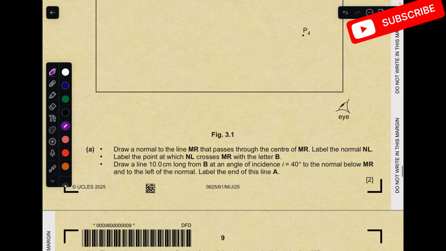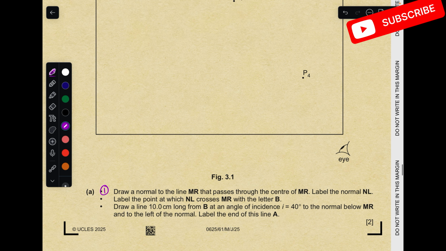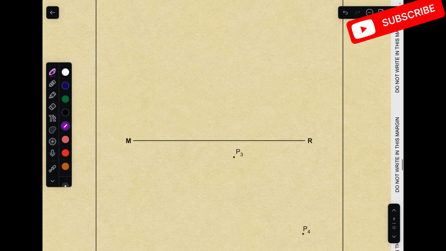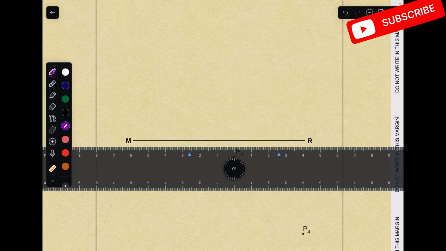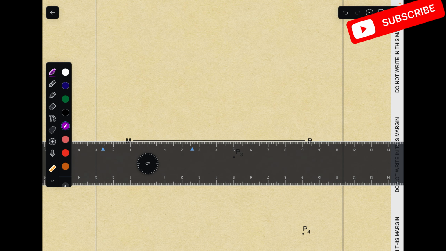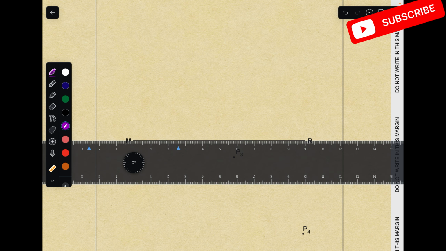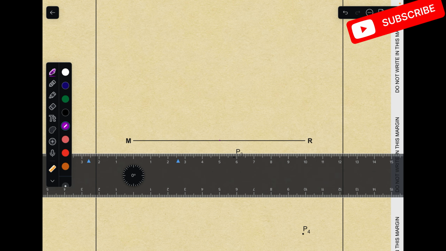Okay, so I'm going to number them. This is, let's suppose, the one. Draw a normal to the line MR that passes through the center of MR. Label that as NL. Okay, so I have to first find the center. If I place 0 on one corner, this is 10 centimeter. So there is its center. Okay, so I have found the center.